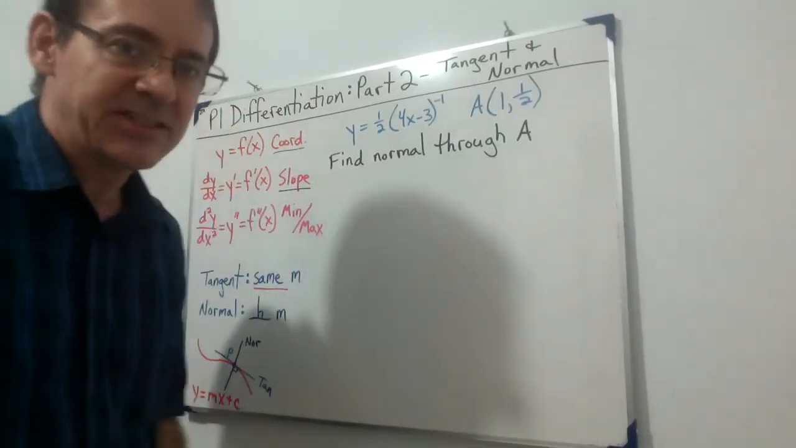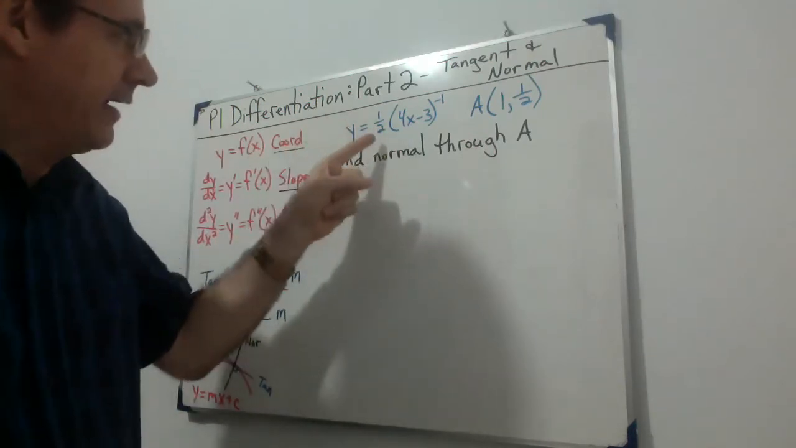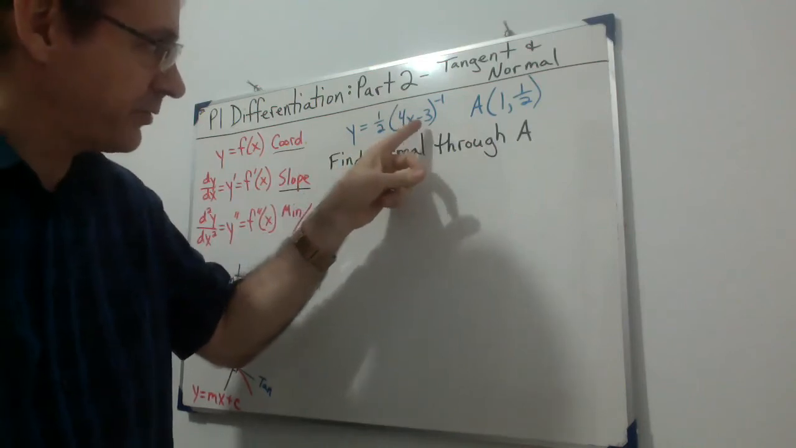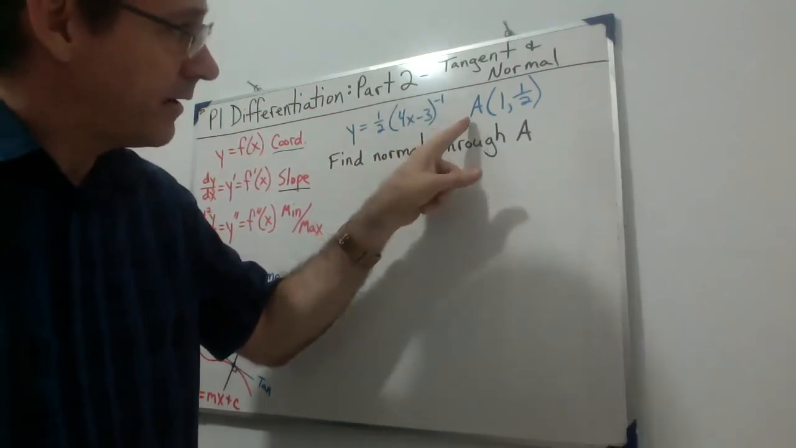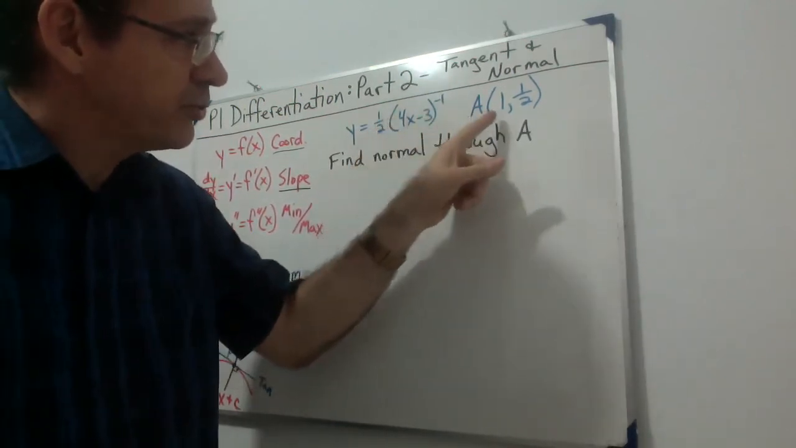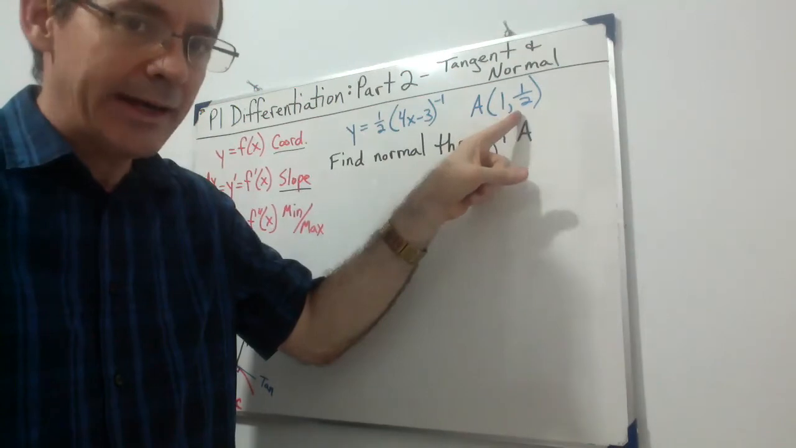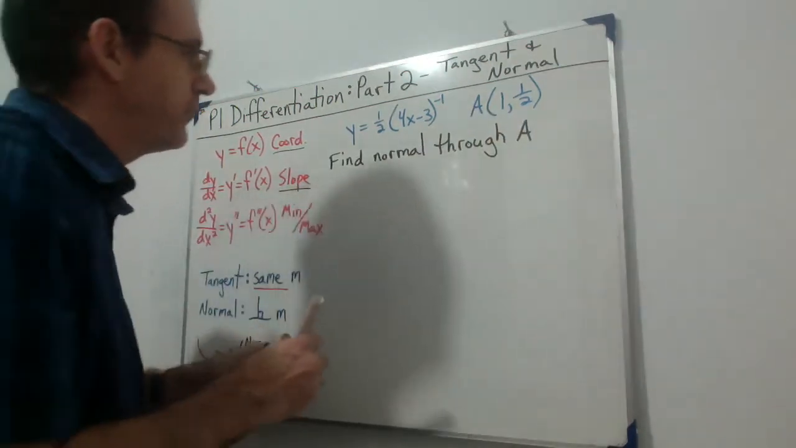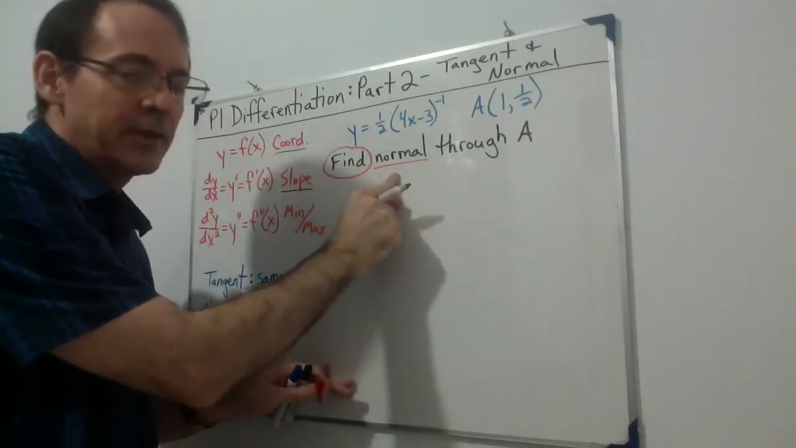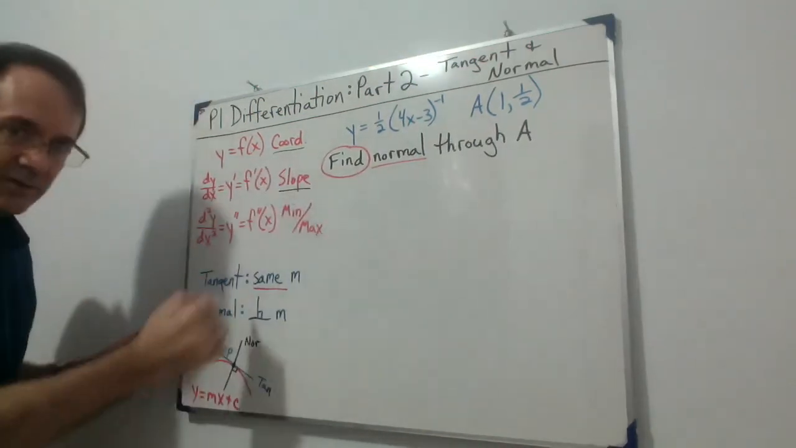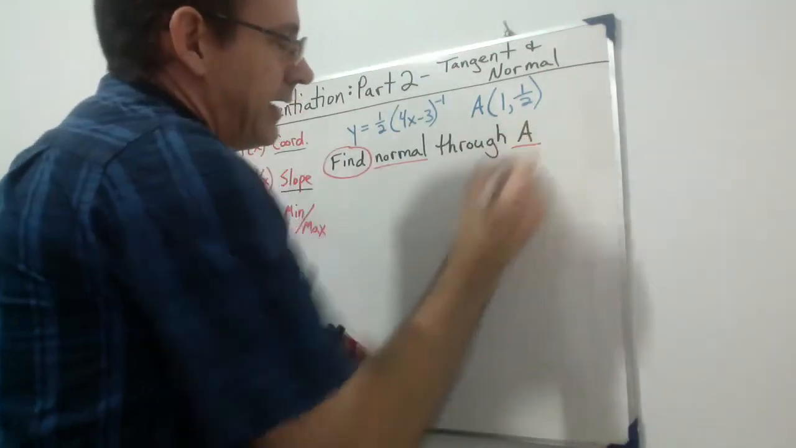Okay, here's our last example for this video. And it says y equals, here's a curve, y equals 1/2, parenthesis 4x minus 3, raised to the -1 power. And it goes through point A, which is the coordinates 1 and 1/2. And the instructions say to find the normal. So here again is our clue that we're dealing with a slope type question. So you know that you need to use the derivative, and it's through A.